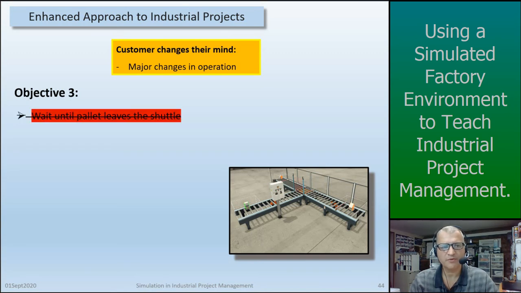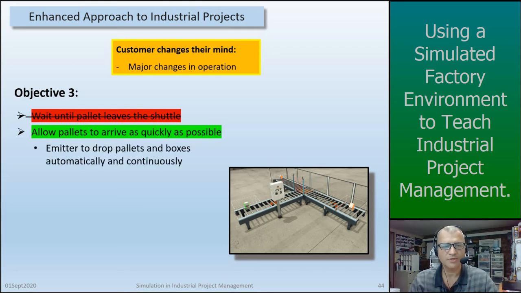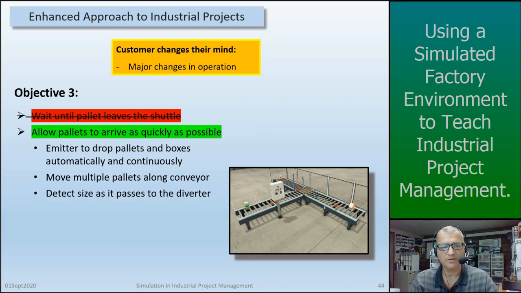So for objective number 3, we're not going to wait until the pallet leaves the shuttle. We're going to allow pallets to arrive as quickly as possible. And you notice I moved those to the top of the list because there were major changes in operation, so I wanted to highlight them right away. So the emitter is going to drop the pallets and boxes automatically and continuously now. We're going to move multiple pallets along the conveyor.